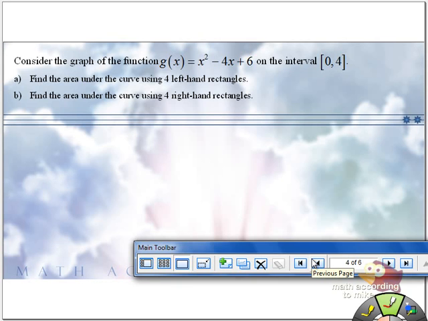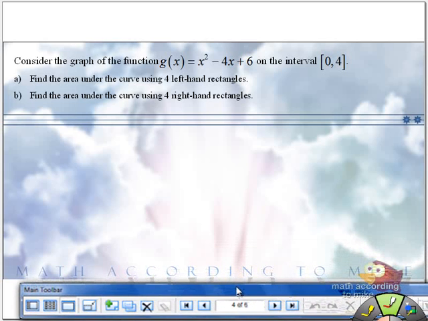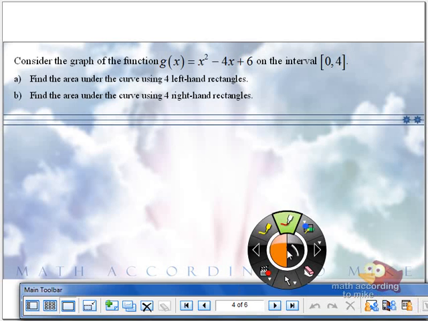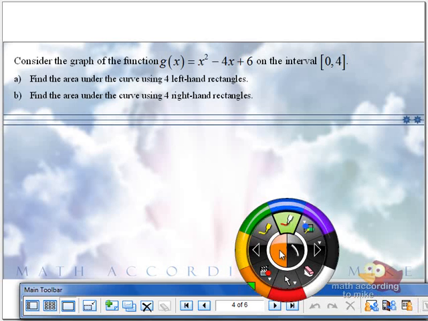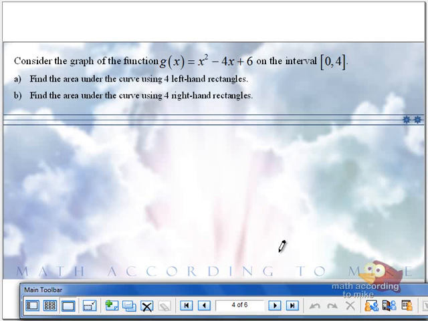All right, consider the graph of the function x squared minus 4x plus 6. Okay, that's a typo because we're not going to graph this thing. Oopsie. Instead, we're just going to look at the number line itself because that's really all it's about. We're going from 0 to 4. Find the area under the curve using 4 left-hand rectangles and 4 right-hand rectangles.